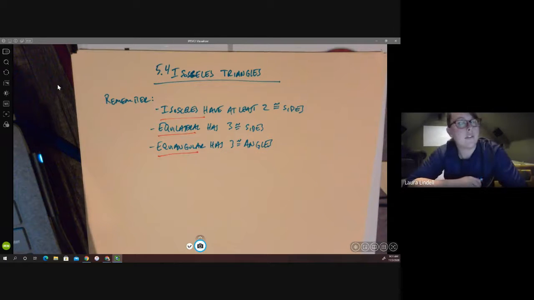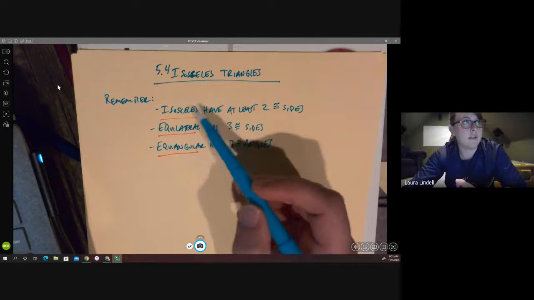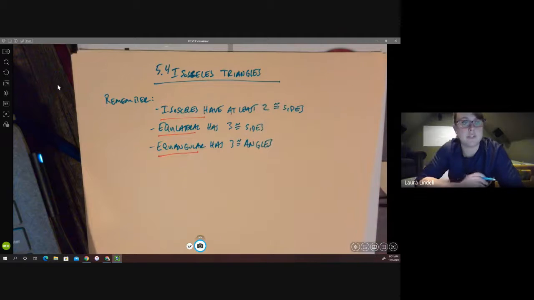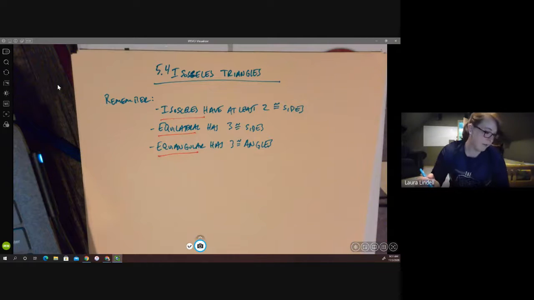Okay. And so since these two are related, we might wonder, well, if isosceles triangles have at least 2 congruent sides, would they also have 2 congruent angles? Or at least that's what I might wonder here. And the answer is yes. If something is isosceles and has 2 congruent sides, it also has 2 congruent angles. And so that is called the base angles theorem.